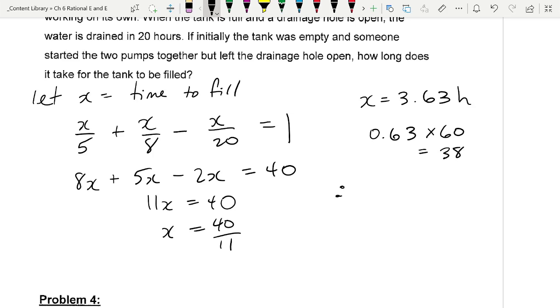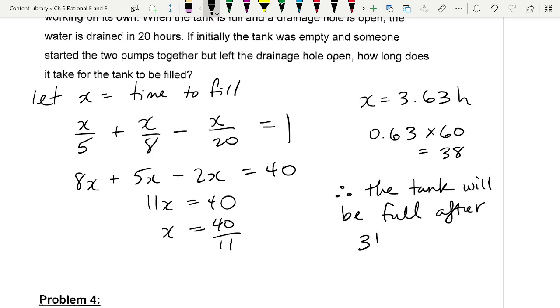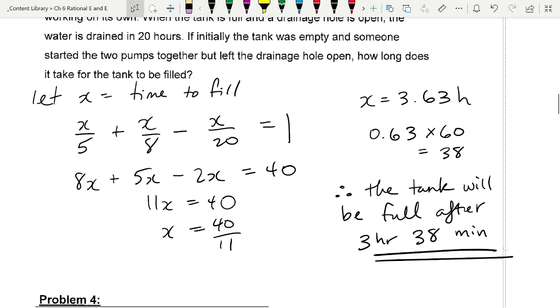So then I'd make a conclusion statement. Therefore, the tank will be full after 3 hours and 38 minutes. And there we go. So there's a tank problem. Next one is another one of the same type, a swimming pool question.